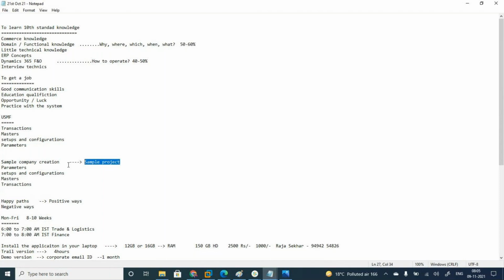The complete process. You need to create a new company, and you need to do the setups, parameters and configurations, and then you need to create some sample masters, and then you need to create transactions. This I will show you after 1 month.